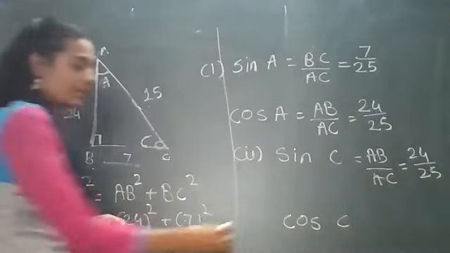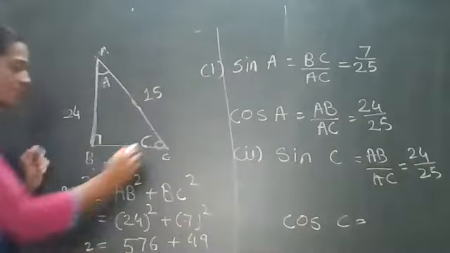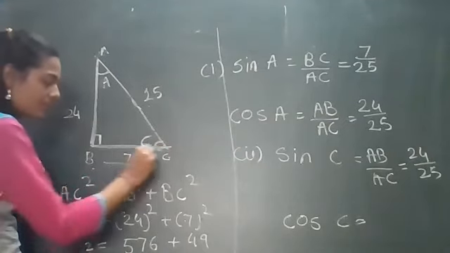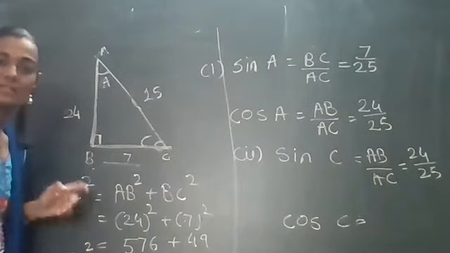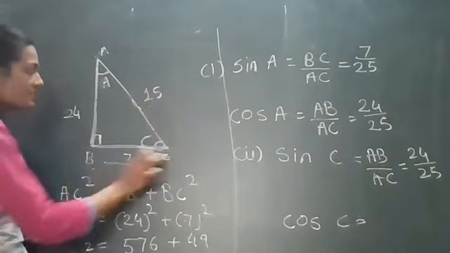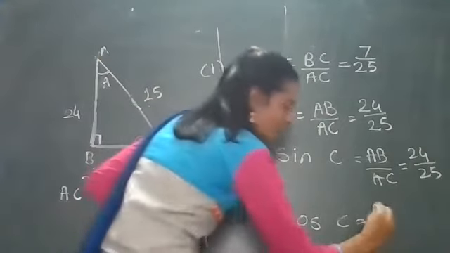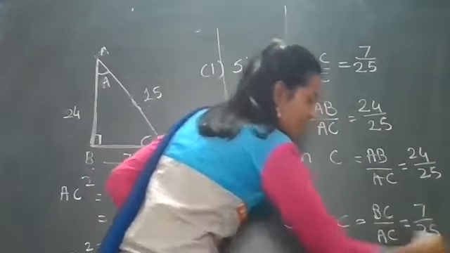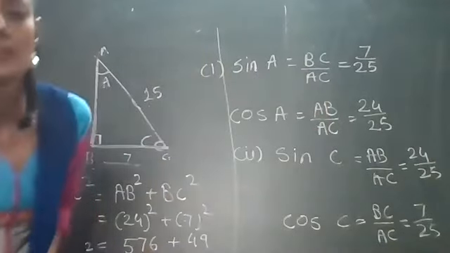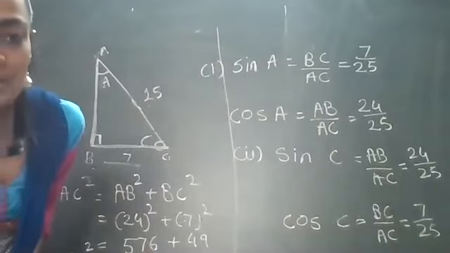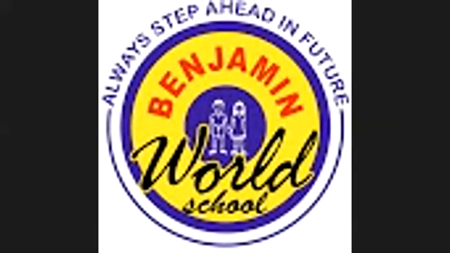Yes, ma'am. Now similarly cos C. Cos C is considering this angle. BC will become the adjacent side of angle C. So adjacent upon hypotenuse means BC upon AC, which is equal to 7 upon 25. Understood this one? Yes, ma'am. Just complete this sum in your notebook and then we will start ahead. Okay?